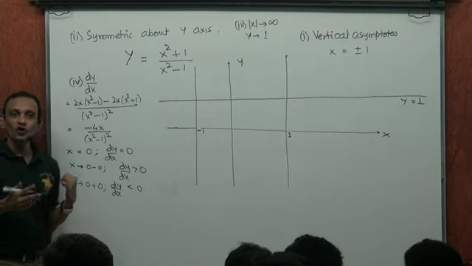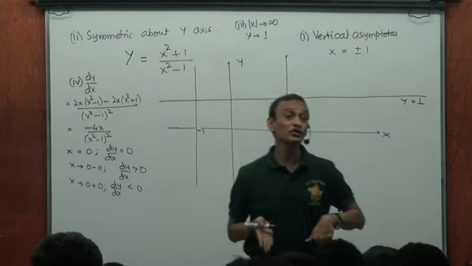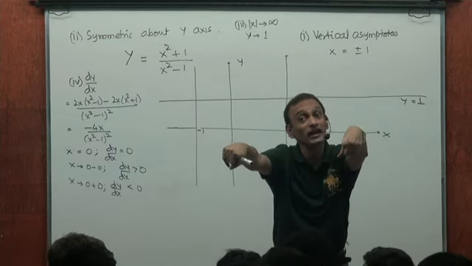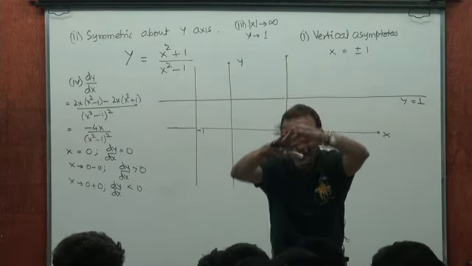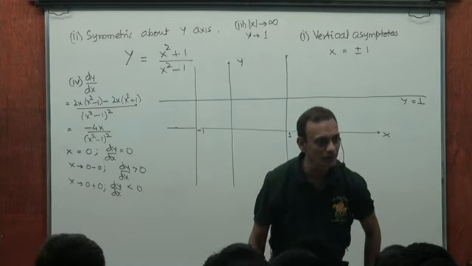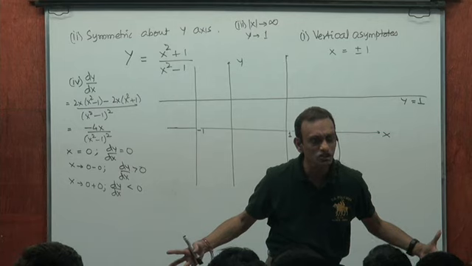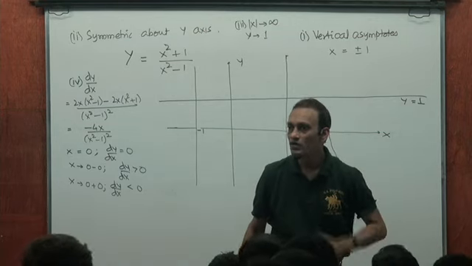To the left of 0, dy/dx is positive. To the right of 0, dy/dx is negative. At x equal to 0, dy/dx is 0. Therefore, x equal to 0 must be a local maxima. Yes or no? First derivative confirmatory test towards a local maxima. How's that?